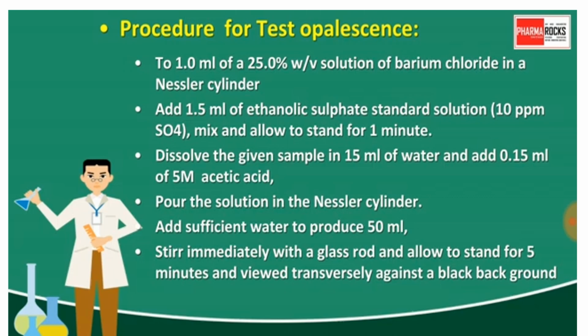Mix and allow to stand for 1 minute. Then you have to dissolve the given sample in 15 ml of water and add 0.15 ml of 5 molar acetic acid. Pour the solution into the Nessler cylinder, and then add sufficient water so as to get 15 ml, and stir immediately with the glass rod and allow to stand for 5 minutes and view it transversely against the black background.